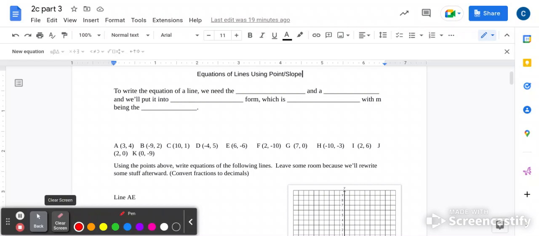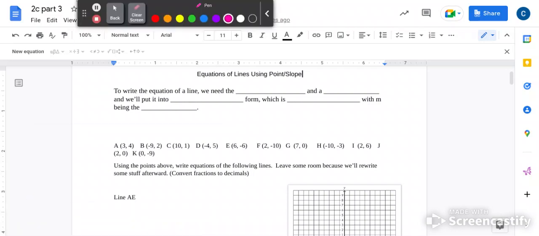All right, geometry class. Yesterday, the last couple of days, we talked about y equals mx plus b with slope and y-intercept. Today, I want to talk about point slope form. This is how we're going to write the equation of a line if we're given a point and a slope. To write the equation of a line, we need the slope and a point on the line, and we'll put it into point slope form.